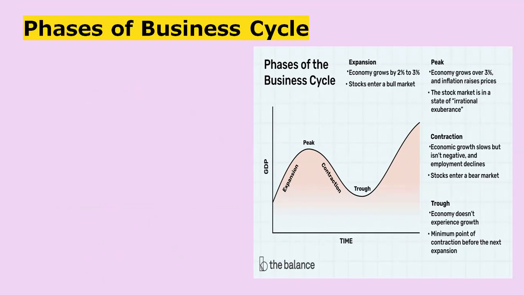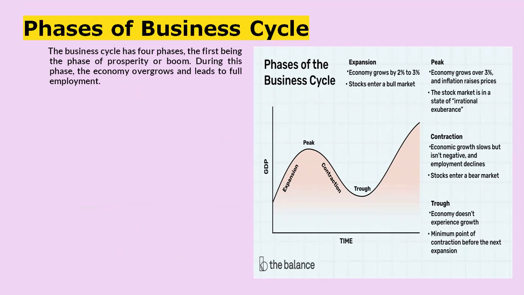Phases of business cycle. The business cycle has four phases. The first being the phase of prosperity or boom. During this phase, the economy overgrows and leads to full employment.